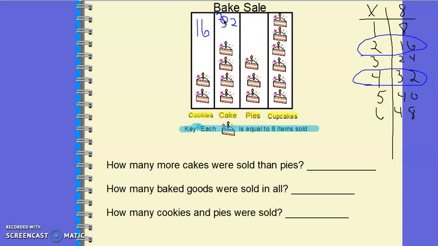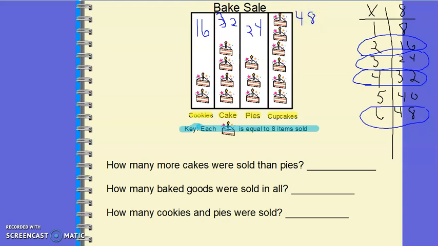For pies, I have 1, 2, 3 pictures of pies, and I can look at my T-chart because I've already done that work, and I have 3 groups of 8 is 24. So for pies, we have 24 pies. And then for cupcakes, I can count each one of those. 1, 2, 3, 4, 5, 6. And on my chart, I have 6 groups of 8 is 48. And I'm going to write that right next to that because I can see that a little bit better.